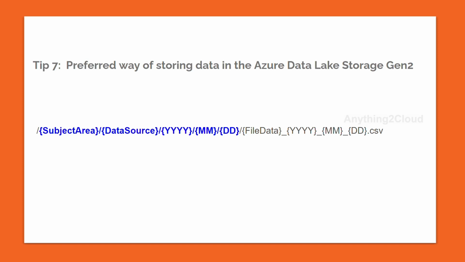Next tip is on the preferred way of storing data in Azure Data Lake Storage Gen 2. For example, you can store data in this format. First the subject area, then the data source, then you can give the year, then the month, then the date, followed by the file name, then the timestamp. If you store the data in this format, it will be easier to segregate the data for your processing. So first is subject area, followed by data source, then the year, then month, then the day, then the file name.